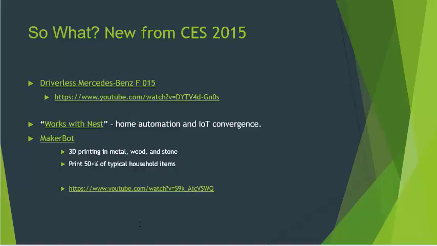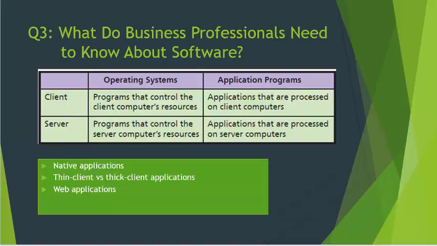So the next question to ask or to be answered is, what do business professionals need to know about software? So you need to know about the functions of the operating system, the servers, and applications. So which one of those different types of computers do you choose? What kind of software do you need to use to go onto that computer? Then how do you go about choosing something?